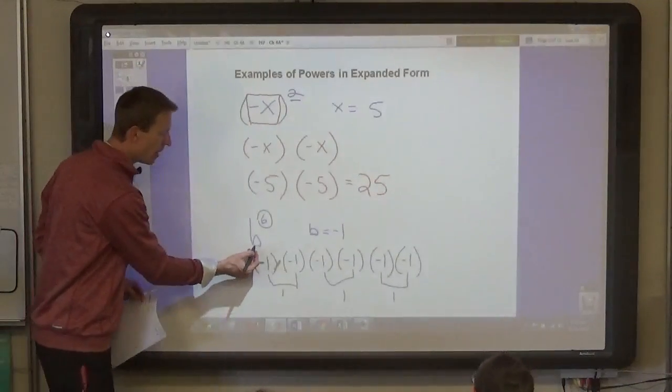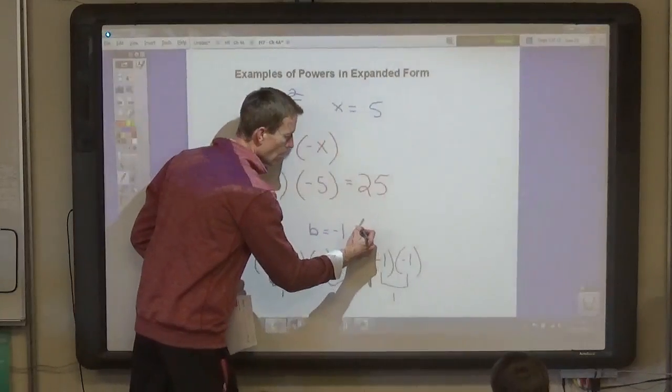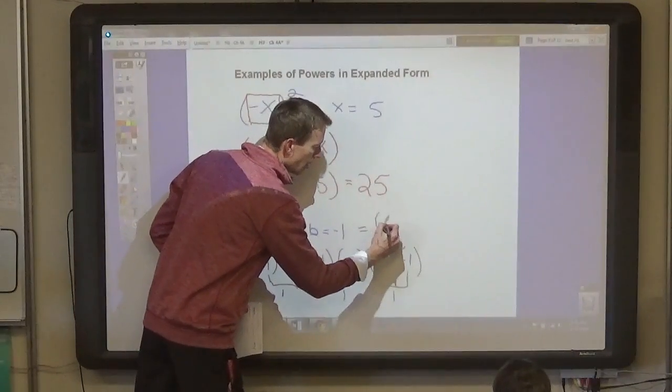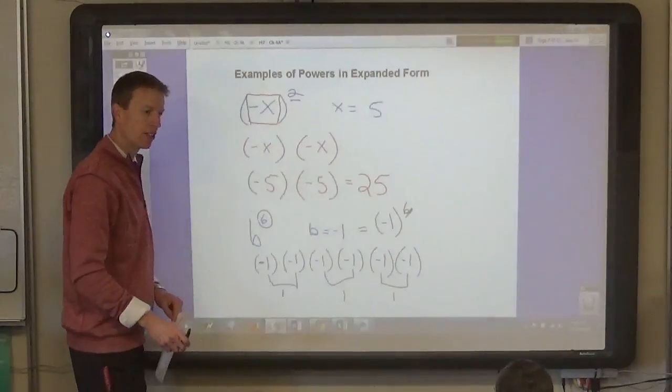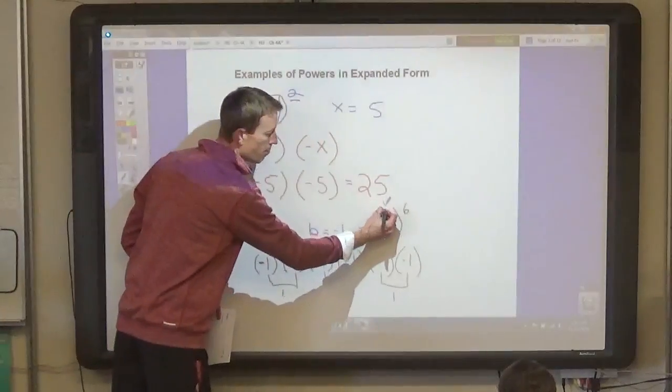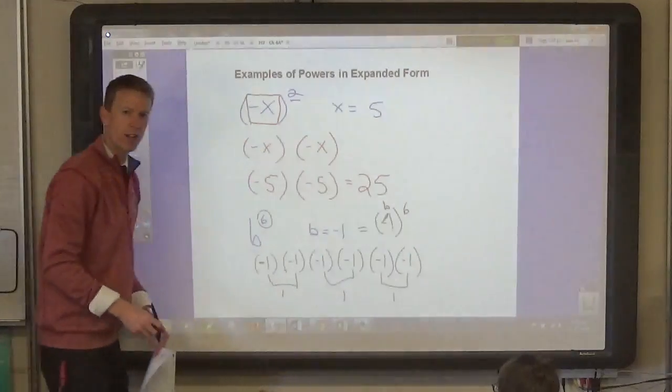So when we write this, b to the positive 6th power, it looks like this. This is b inside the parentheses with the negative sign.